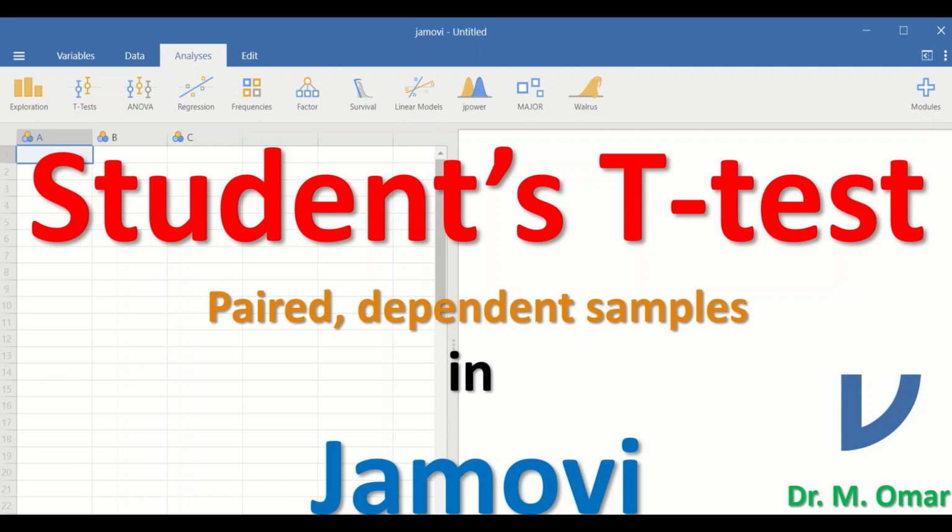The second assumption is that the data should be continuous. And the third assumption is that the difference between the pairs is approximately normally distributed. And finally, this difference does not have outliers in it. The objective of this test is to find out whether there is a difference between the two paired groups.